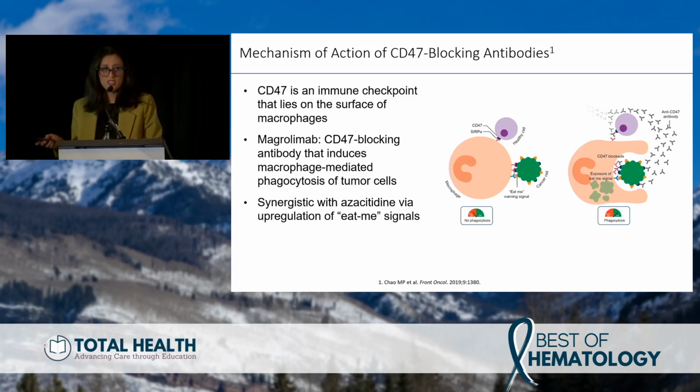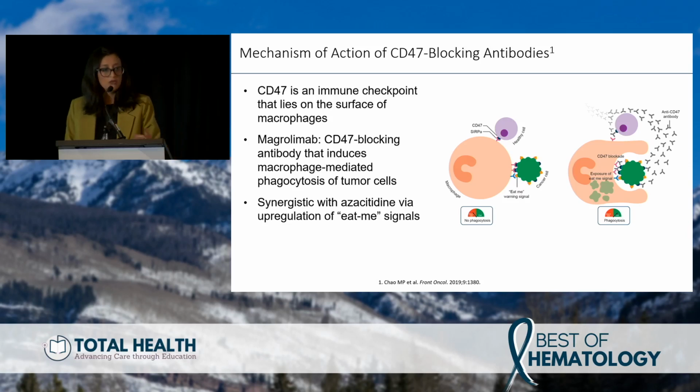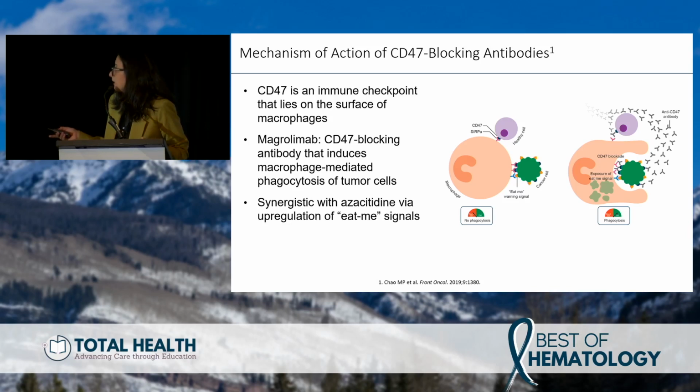So I want to highlight some drugs in development which may be potentially interesting and likely on a strong regulatory path as well. So CD47 is an immune checkpoint which lies on the surface of macrophages. And we have this drug magrolimab, which is a CD47 blocking antibody that induces macrophage-mediated phagocytosis of the tumor cells. And it also seems to have synergy with azacitidine, and it upregulates these eat me signals on the surface of the tumor, or the SIRP-alpha.